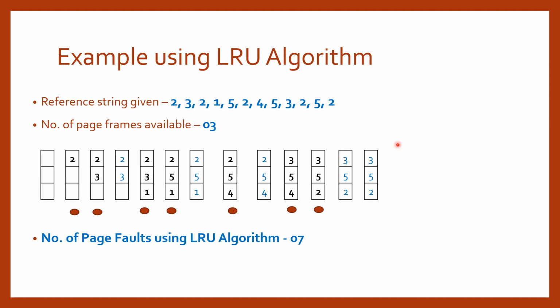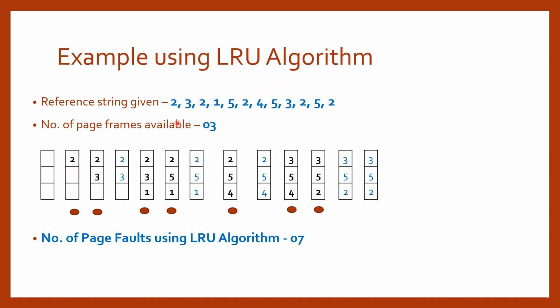Let's see one example using the LRU algorithm. The reference string is given and the number of page frames given is 3. So according to the LRU algorithm, we have to check the reference string in the backward direction to select the page to be replaced in the RAM. So let's see how it works. Initially the RAM is empty.